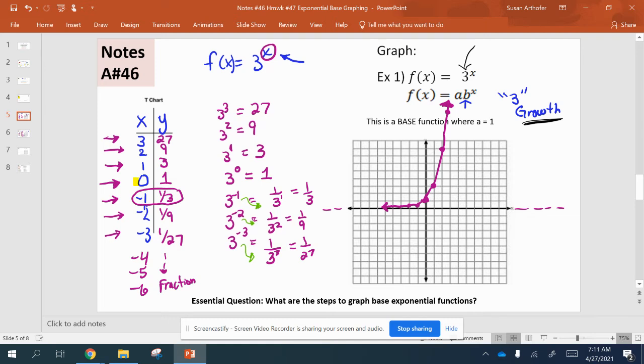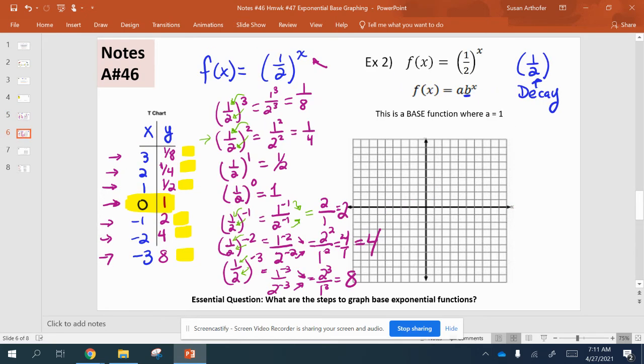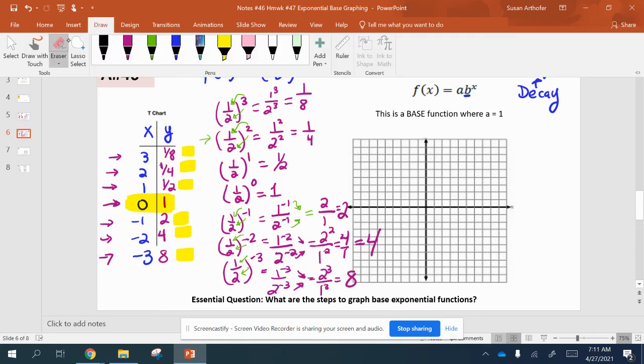Look at the next one. Here was our anchor point. And then we had 3, 9, 27. Down here, 1/3, 1/9, 1/27. So that's a pattern that comes up that'll help you with your math. All right, we got to go ahead and graph these now.